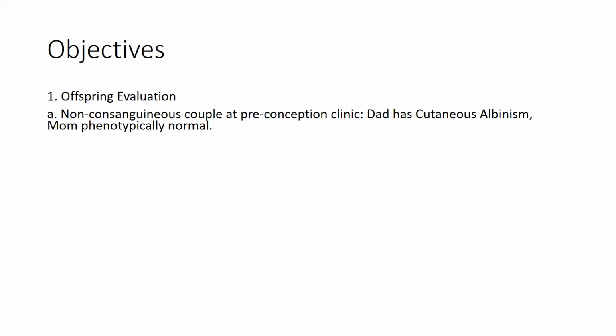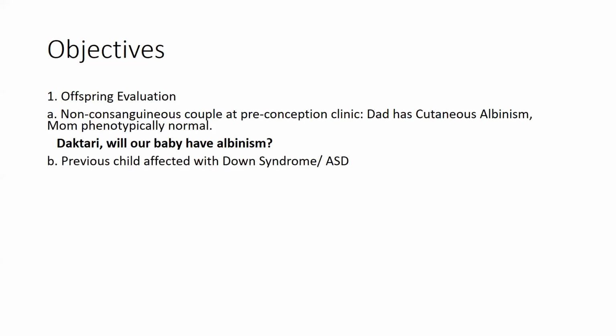We'll have a few objectives, and I want this to take a clinical aspect. When we are looking at offspring evaluation, we use 3 clinical case scenarios. First, you have a non-consanguineous couple who come to you in your preconception clinic. Dad has a genetic disorder, in this case, cutaneous albinism. Mom looks phenotypically normal because her skin is okay. And the question they ask you is, will our child have albinism? By the time we are done with this, we should be able to give them actual numbers, not just low or high, so that you can predict if they have a high risk and how to test and mitigate the risk in the offspring.